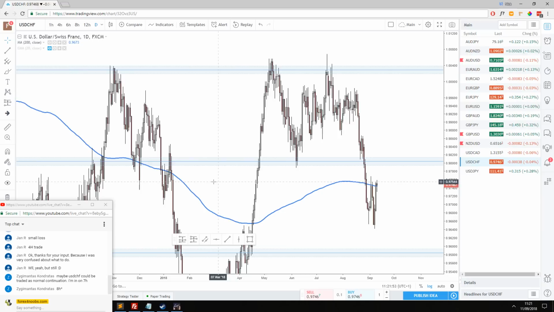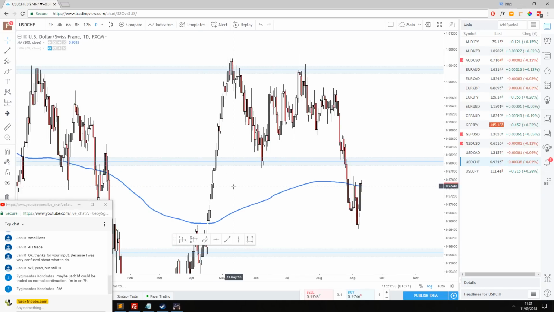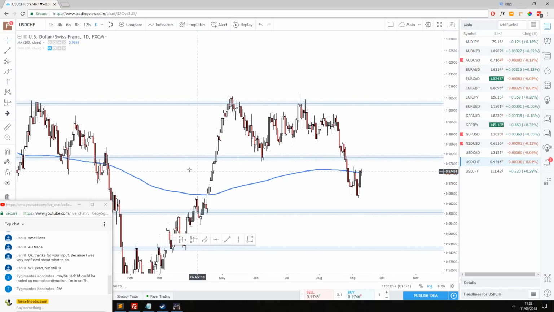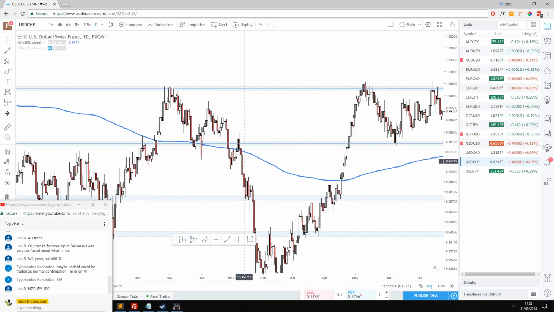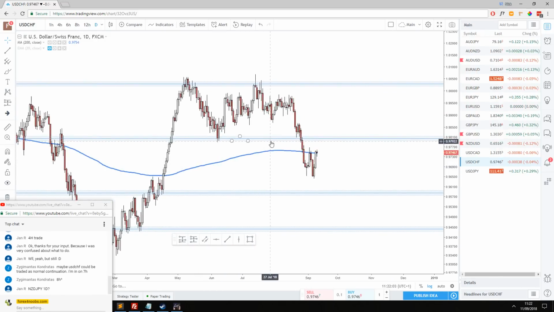Yeah, maybe Ash, but I don't really have an area there. I can see why you do, though. Yeah, if you want to trade it there, trade a continuation, that's fine.